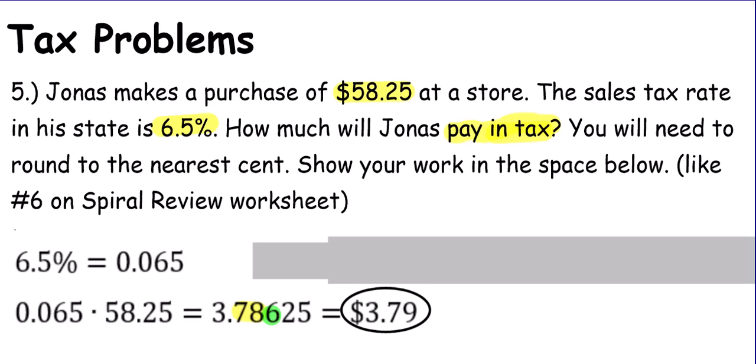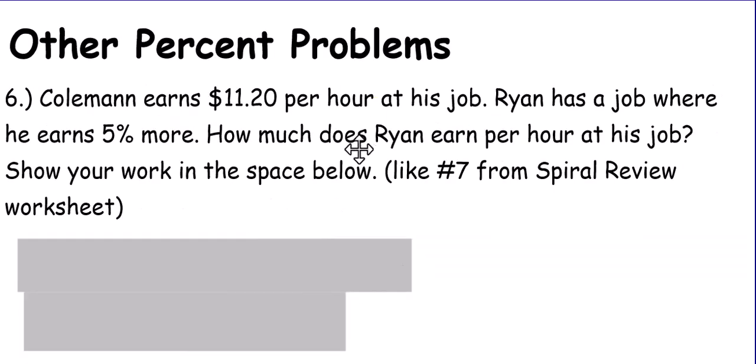So the amount that will be paid in tax is $3.79. Now let's see a couple of other percent problems here. Number 6 is going to be like number 7 from the spiral review. Coleman earns $11.20 per hour at his job. Ryan has a job where he earns 5% more. How much does Ryan earn per hour at his job? Show your work in the space below. So what we know is that Ryan earns 5% more. We can kind of think of this like our tax or even tip questions.